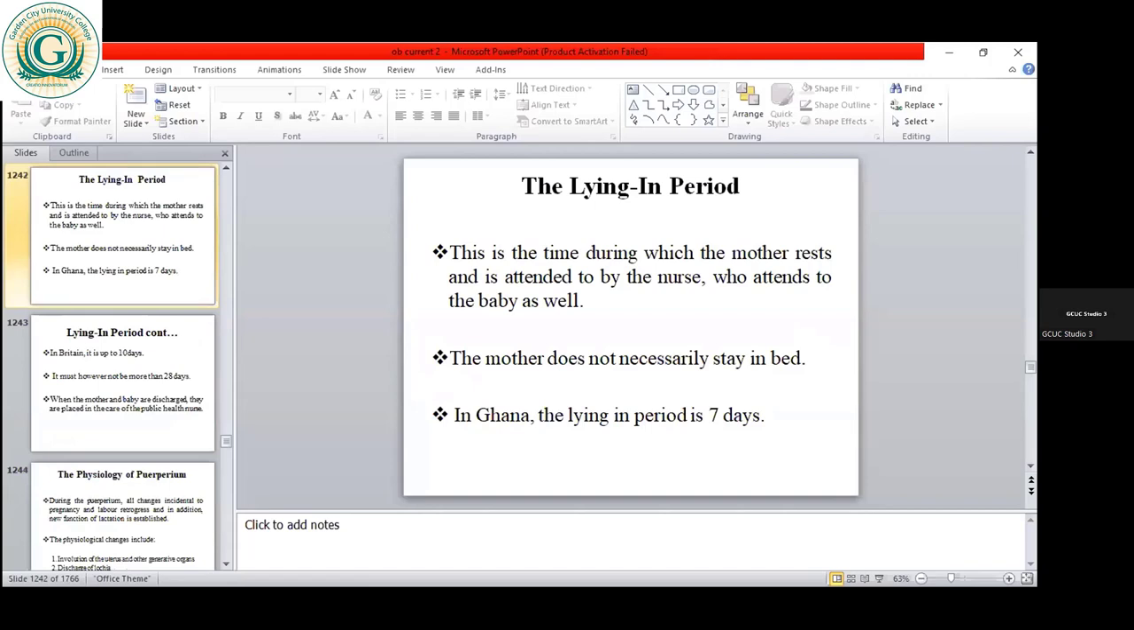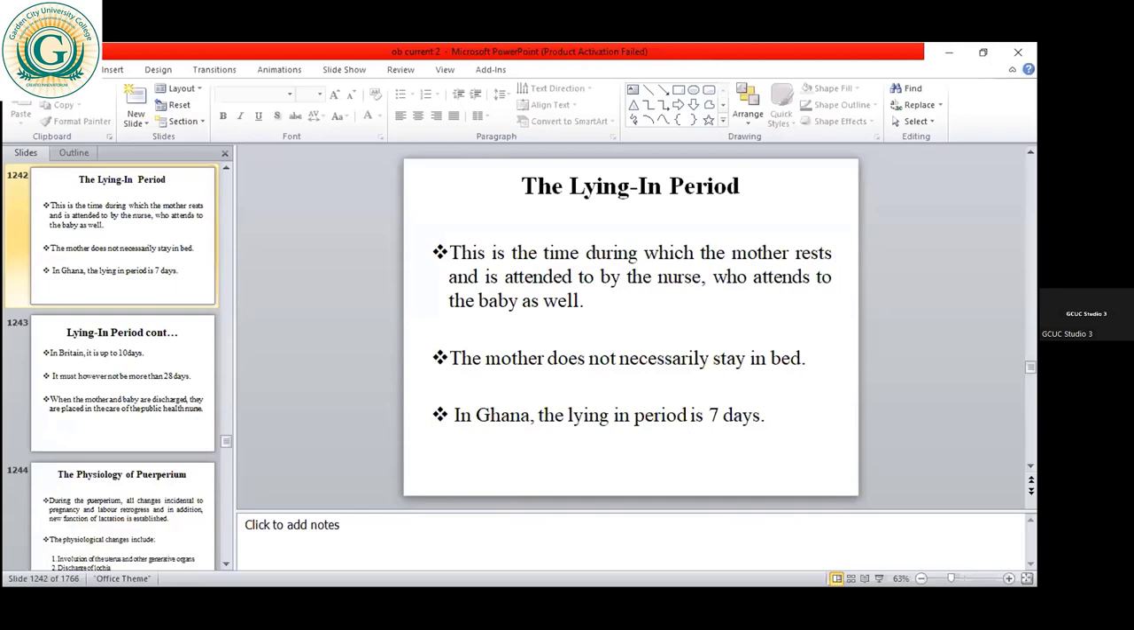When a mother delivers her baby, we have a period we call the lying-in period. Lying-in period is the time during which the mother rests after going through the hardships of labor and pregnancy. We allow the mother to rest after the first stage, second stage, third stage, fourth stage. The woman goes through labor, so she has to rest. During this period, the mother does not do any work.